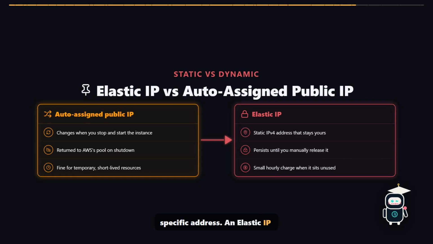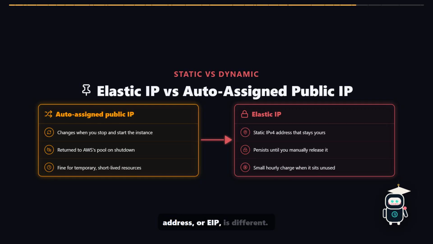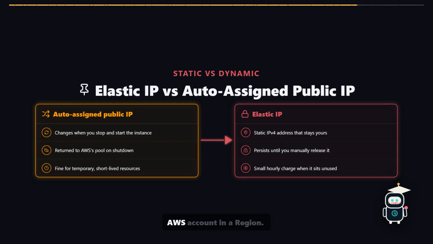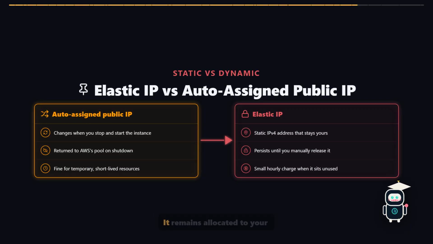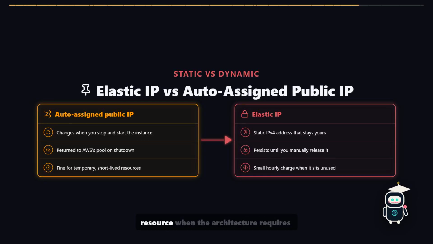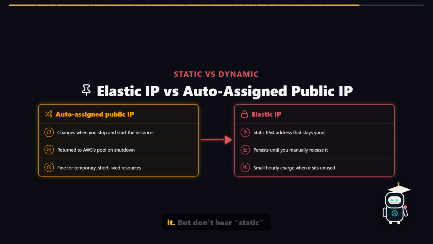An elastic IP address, or EIP, is different. It is a static public IPv4 address allocated to your AWS account in a region. It remains allocated to your account until you release it. You can also remap an elastic IP to another eligible resource when the architecture requires it.